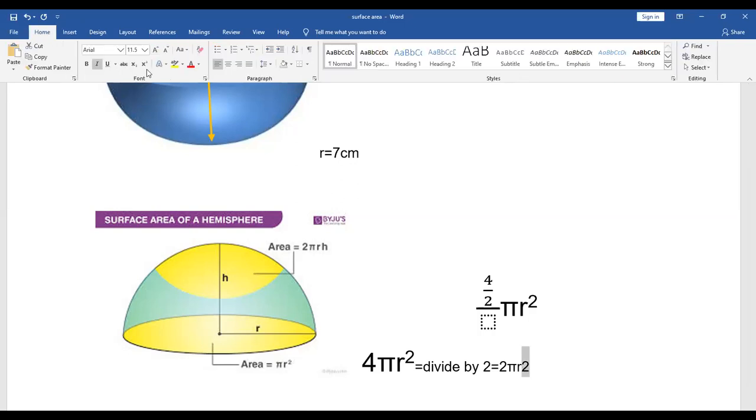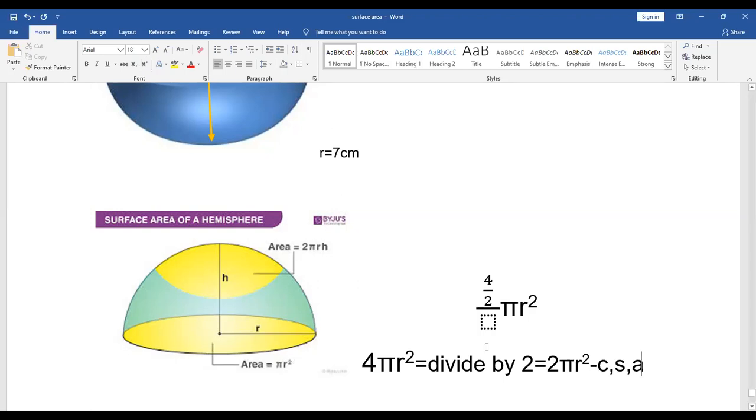So I come here and I see this. Oh, no, I'm supposed to put this. Yes, 2 pi r squared. Because when you divide 4 by 2, definitely you're going to get 2. So this is the curved surface area now. Now, what about the top?